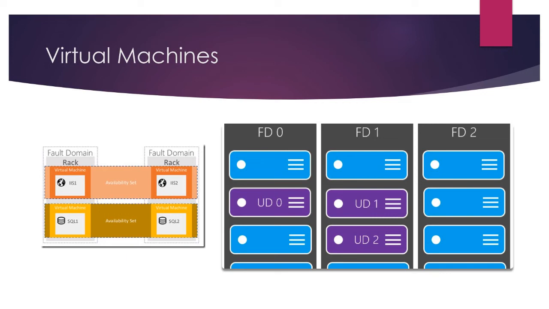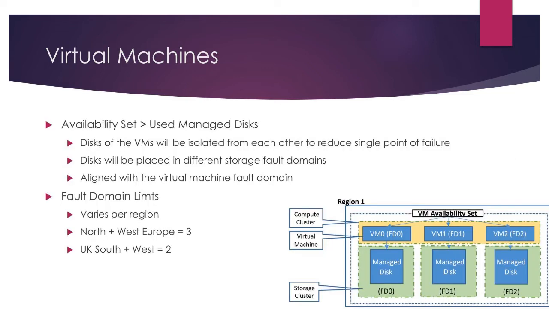So we have a diagram just showing there the difference between fault domains and upgrade domains. So fault domains, think of them as individual racks. Upgrade domains are groupings of hosts across those racks that they can update at any one time. So availability sets use managed disks by default. There isn't the ability to use unmanaged disks. The disks of the VMs will be isolated from each other to reduce single points of failure, again against different storage domains. And they will be aligned with the virtual machine fault domain as well.